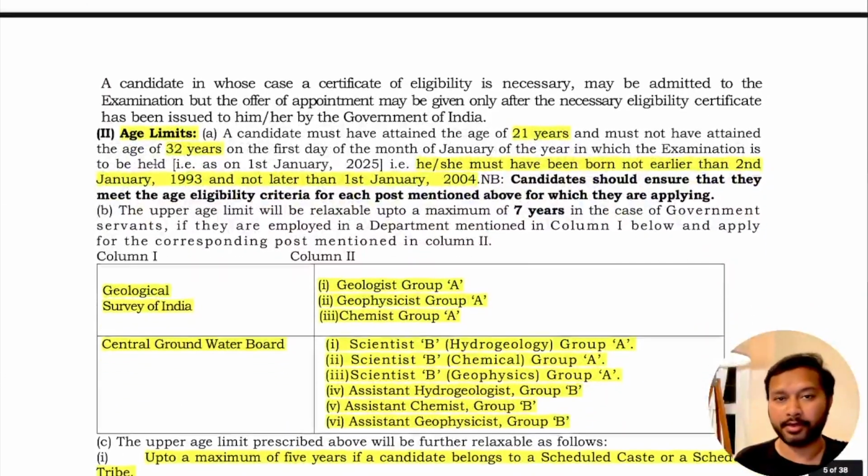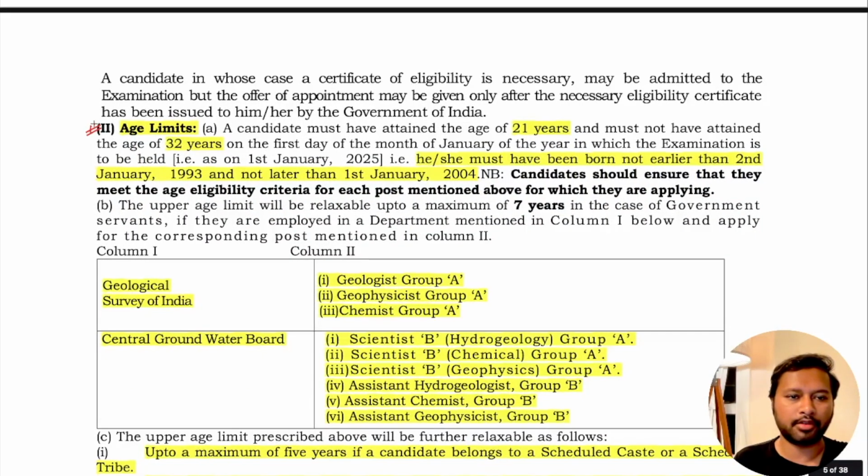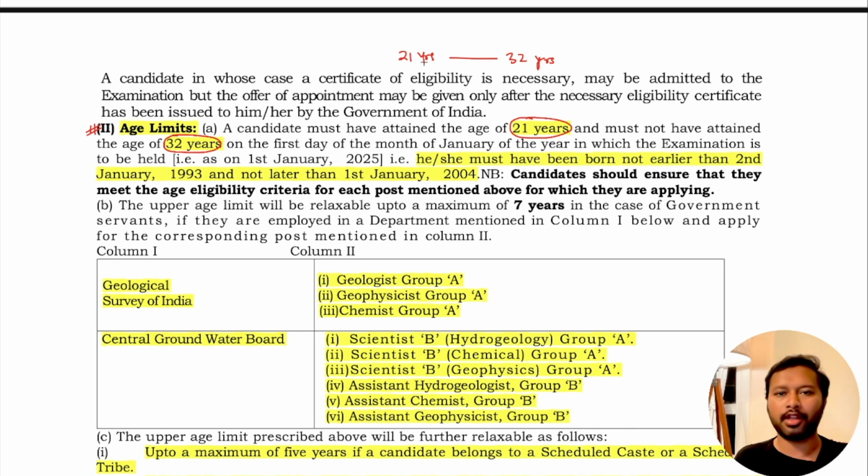Then the age limit is something we will talk about. The candidate must have attained the age of 21 years and must not have attained the age of 32 years. So the age of the candidate should be between 21 years and 32 years. That's the range. If your age lies between 21 and 32 years, then you are good to go. You can apply for this form.